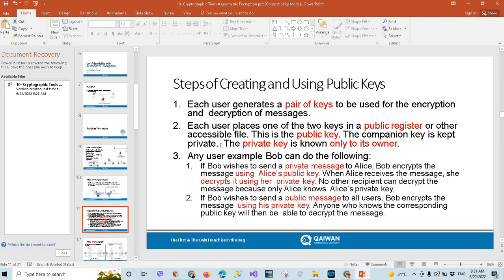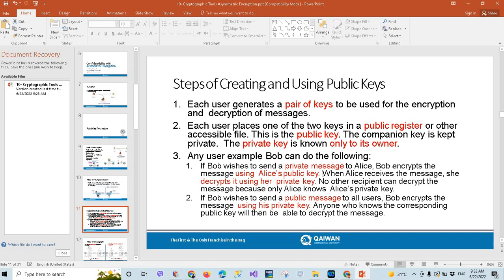The steps of creating and using public keys. Each user generates a pair of keys. Each user has a private key and a public key, to use for encryption and decryption of messages.